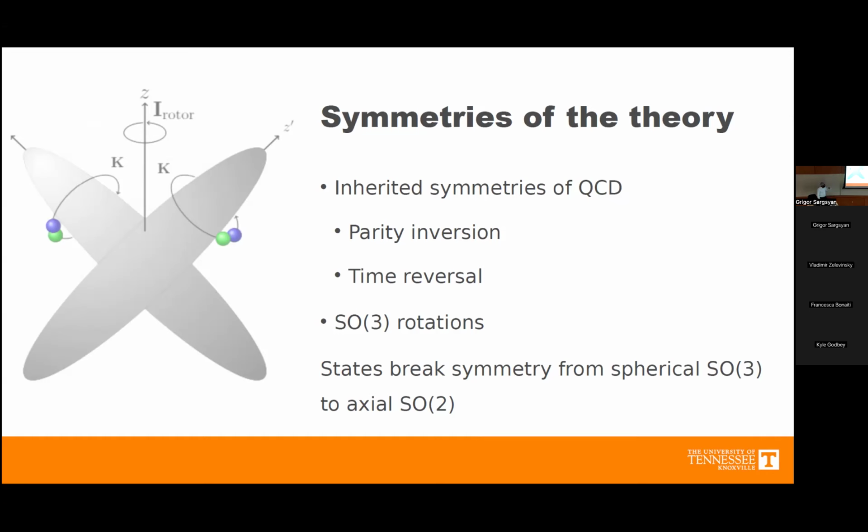So we assume invariance under, as well as sort of isotropic space. So invariance under SO3 rotations. But because we're talking about deformed nuclei here, the states themselves will sort of break down that SO3 rotation symmetry down to SO2 axial symmetry.